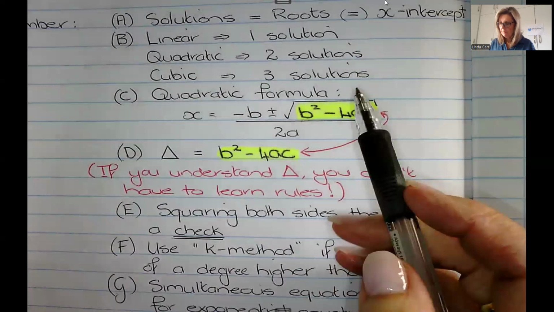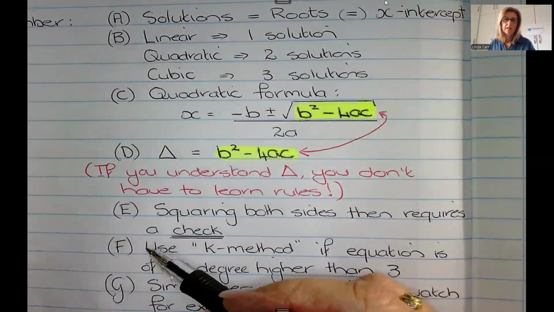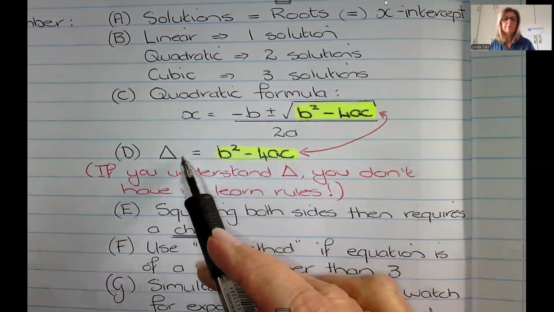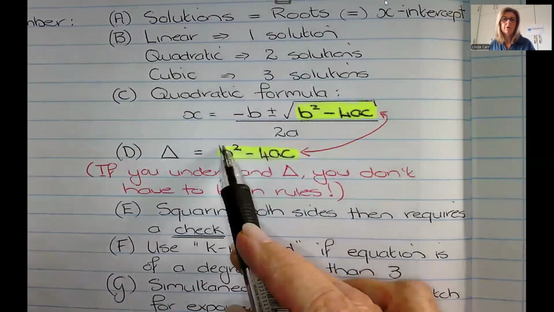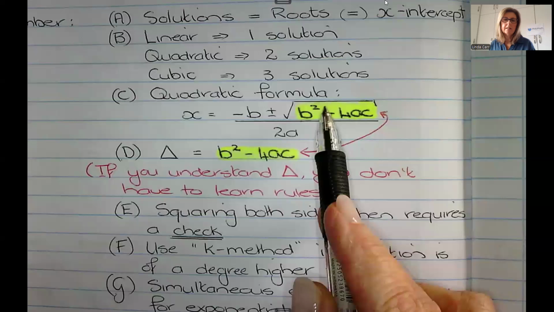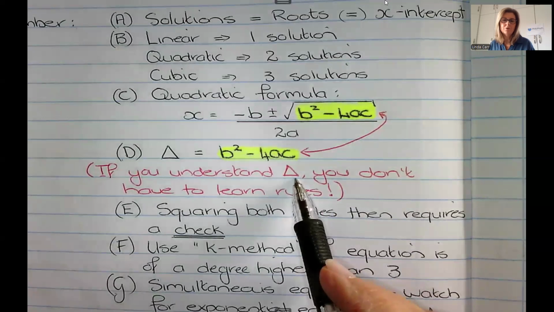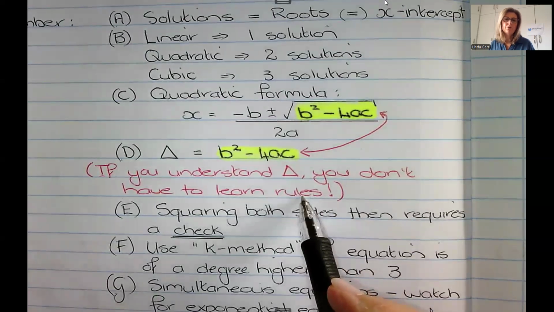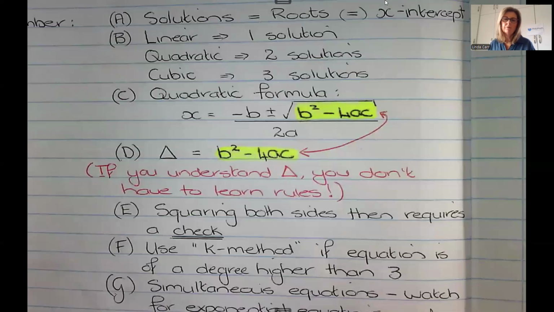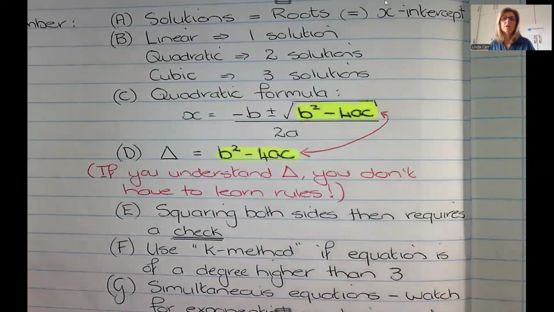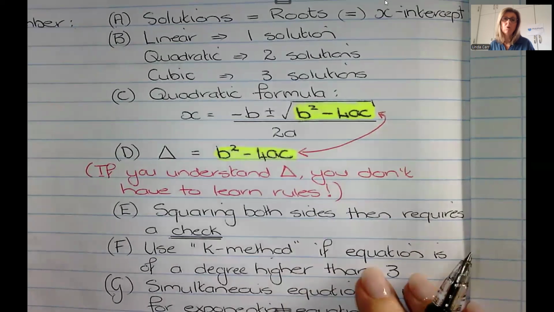You need to be familiar with your quadratic formula. It is given to you on your formula sheet. And then, of course, you need to remember delta. So delta is actually just the part of your quadratic formula that sits under the square root sign. So if you understand where delta comes from, you basically don't have to learn the rules for nature of roots. You just have to understand what happens when you square root a negative number, when you square root a perfect square, or when you square root a number which is not a perfect square, or if you square root 0.